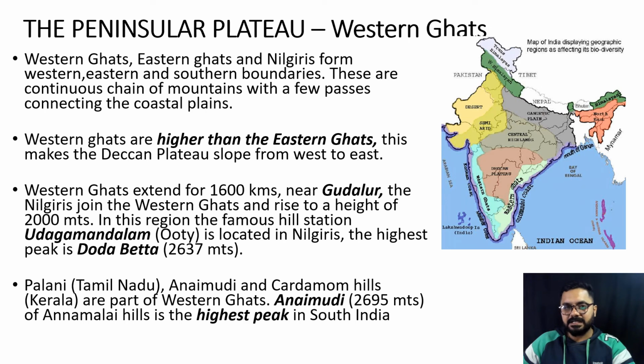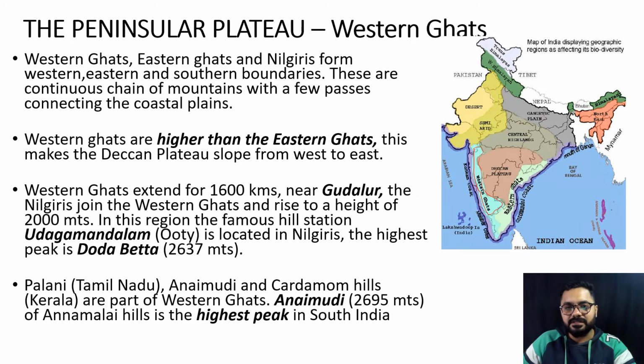So the Western Ghats and the Eastern Ghats. The Western Ghats, the Eastern Ghats and the Nilgiris form the western, eastern and the southern boundaries of India. There are also a few passes between the Ghats connecting them to the coastal plains. If we have to locate this on the map, here you can see this blue colored portion. This is the region that consists of Ghats.